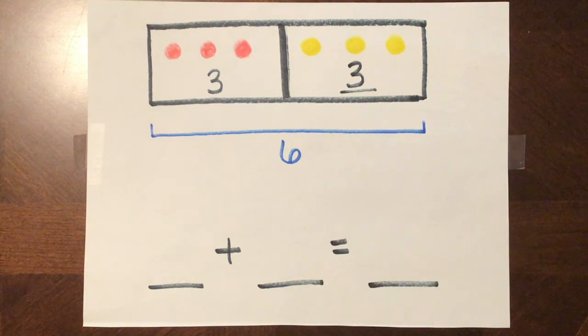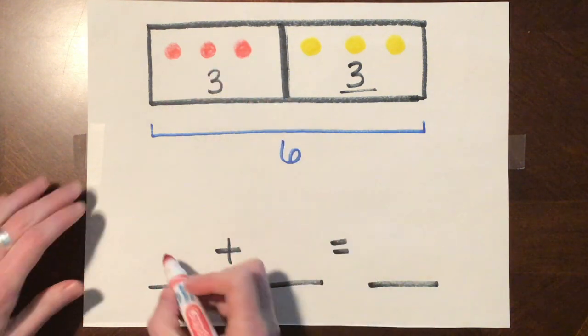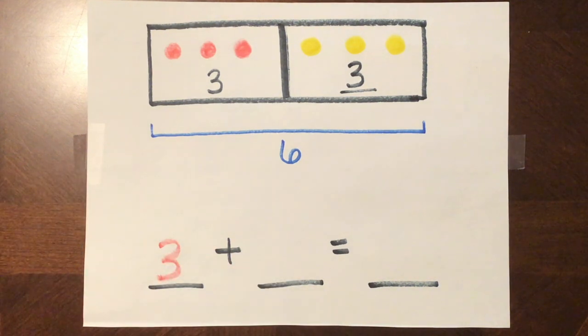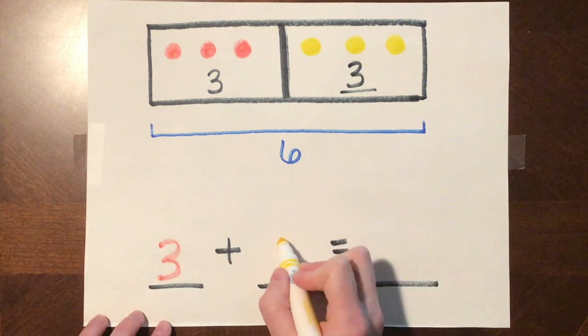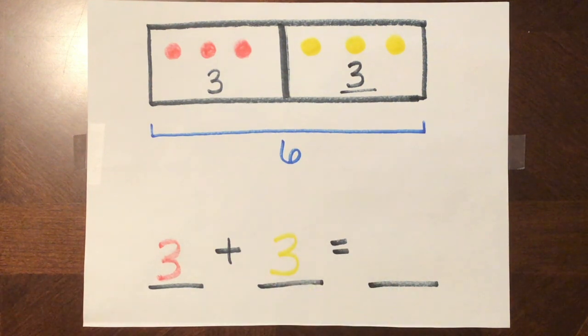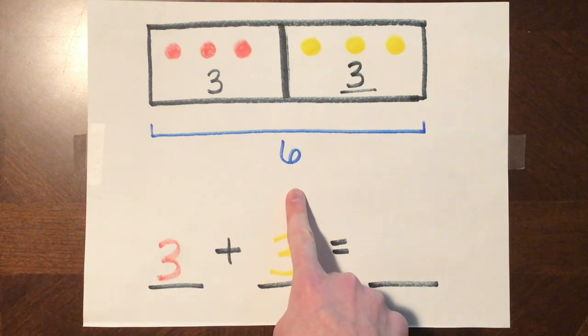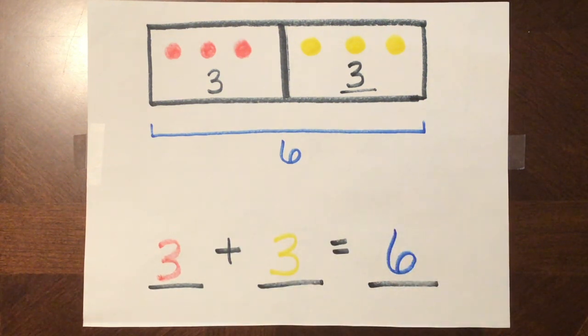That means our number sentence will be 3 plus 3. When you put them together, the whole, or the sum, is 6. 3 plus 3 equals 6.